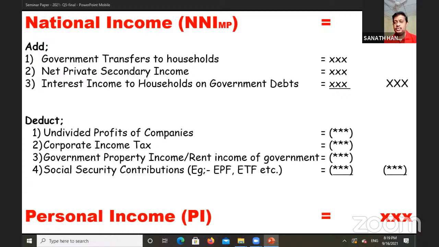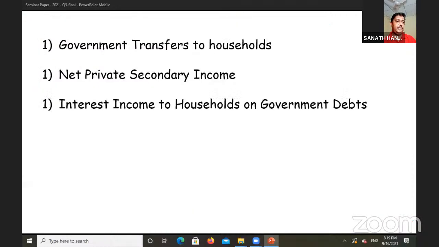Due to the following factors. Write down these three items in point form. Second, third. These are the items you need to remember. For personal income in household income, yes, true. Personal income equals household income.